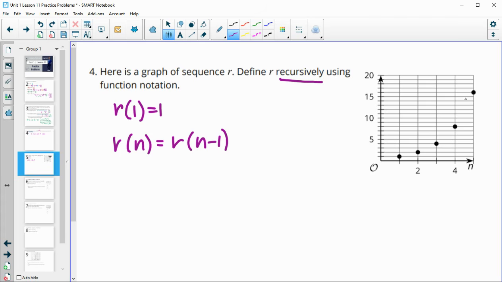Now we see that it's curving and looking like exponential. So this is going to be geometric. So we're multiplying by something each time. Our first term is at 1. Our second term is at a height of 2. Our third term is at a height of 4. Our fourth term is at a height of 8. So you can see we're multiplying by 2. So then we're just going to multiply by 2. And this is going to be for any term greater than or equal to 2.